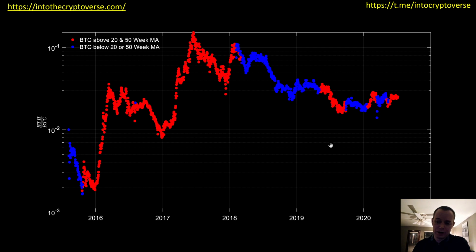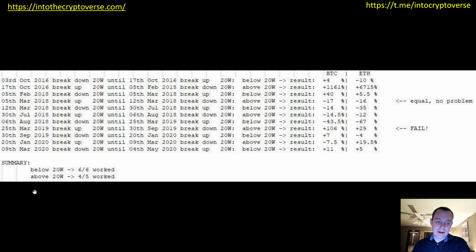It doesn't always do well. It does well almost every single time except this one. So the only time it didn't do well was in 2019. However, if you took your Ethereum and converted it to Bitcoin every time the weekly candle closed below the 20-week moving average for Bitcoin, and then converted it back on the candle up, you would have always gained Ethereum.